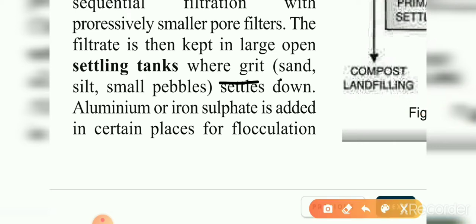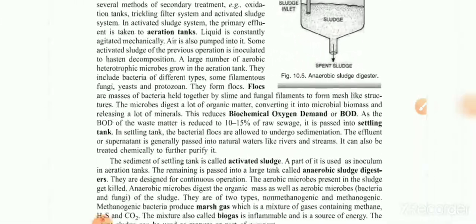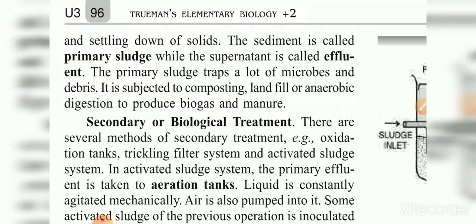contain sand, silt and small pebbles. They all will settle down at the bottom. And this act of settling down at the bottom is known as what? Sedimentation. So in the settling tank, all the heavy size particles will settle at the bottom. Now, all the sediments which settle at the bottom in the settling tank are called primary sludge.